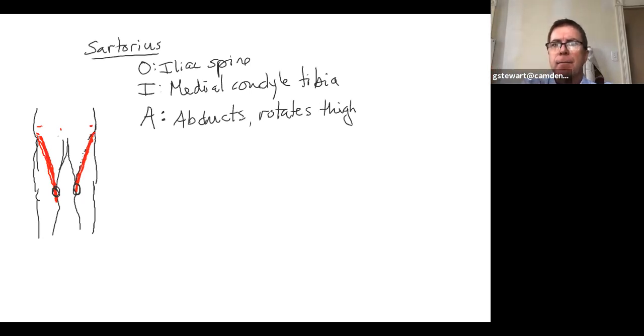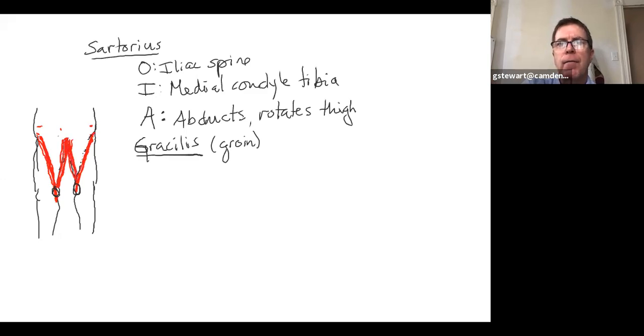The gracilis, it's a new muscle, so I'll underline it. Gracilis, that is the groin muscle. So on the inside seam of your jeans, or pair of pants, the gracilis also looks like a band of muscle that runs from up here down on the inside of our legs. I'll color this in and draw an arrow to it. There's the gracilis. This is the sartorius.